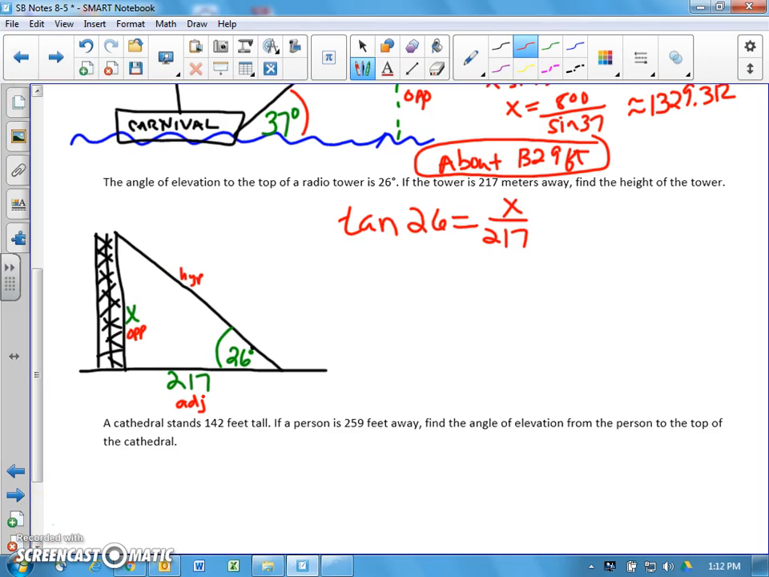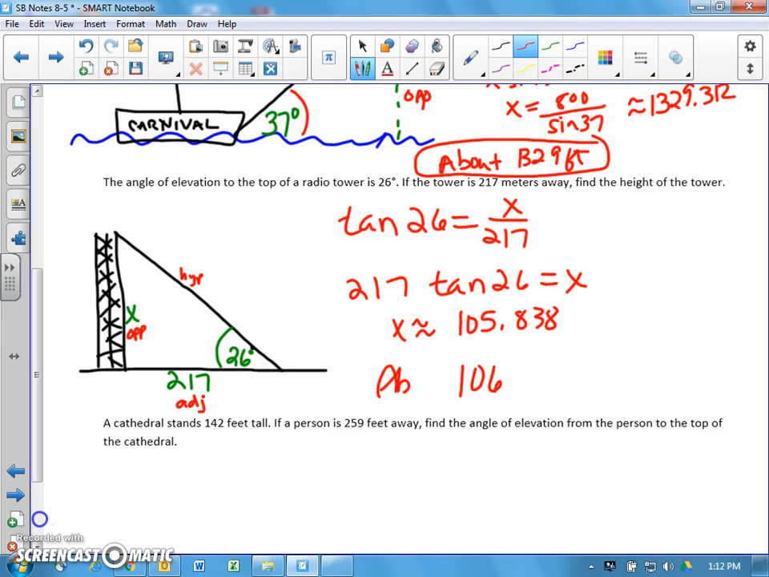Hopefully you've chosen tangent for this, and you should have an equation that reads tangent 26 equals x over 217. Multiplying our 217 across, we get an equation that looks like this. We can type that into the calculator and find that x is approximately 105.838, or to answer the question, it would be about 106 feet tall.